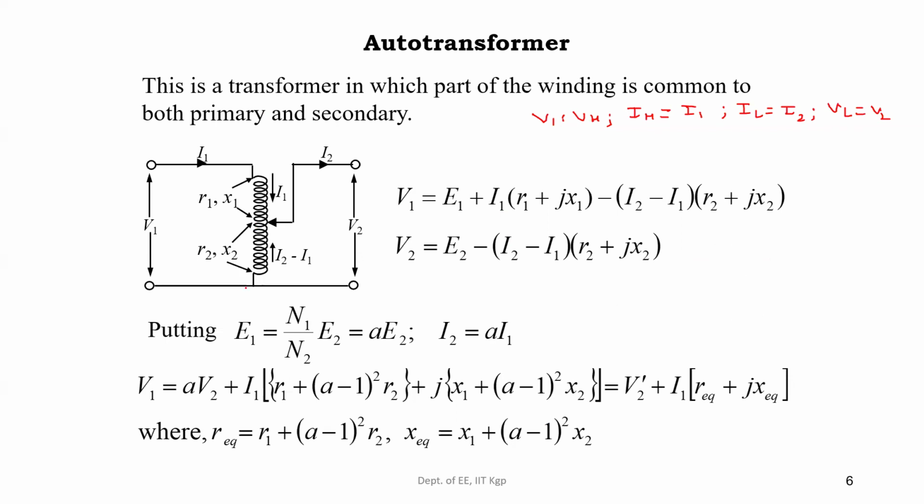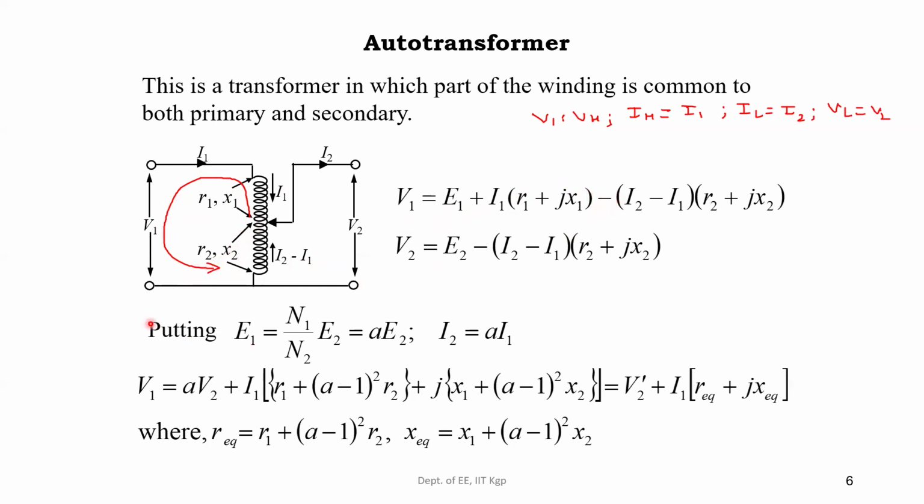So let us write it. If we go in this loop fashion, E1 plus, when we are moving in the direction opposite to I1, as per KVL we take this as plus. So this is plus I1 times the drop R1 plus jX1. Then if we come down, we are moving in the direction of the current I2 minus I1. Because when we move in the direction of the current, the drop is with a minus sign.